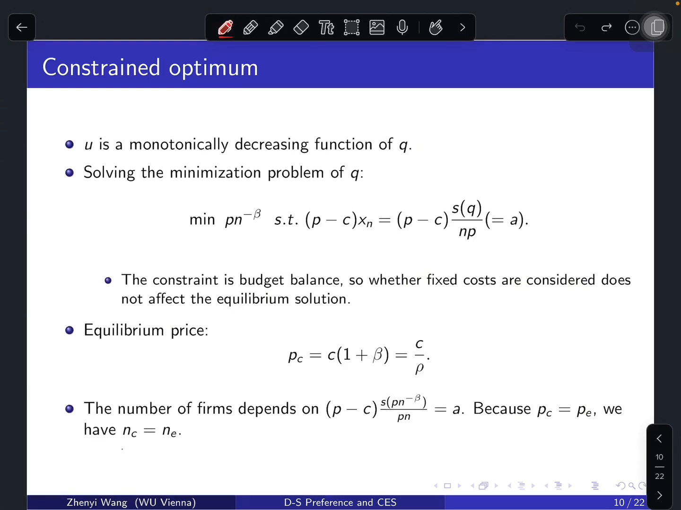It's similar to the market equilibrium. Here we could say that the equilibrium price under the constrained optimum is equal to the equilibrium price in the market equilibrium. So the number of firms also equals the number of firms in the market equilibrium.